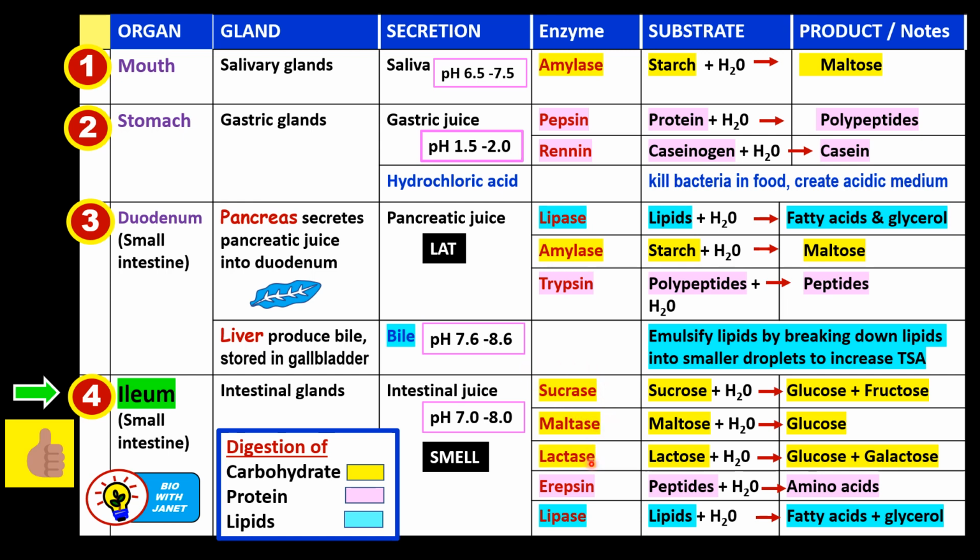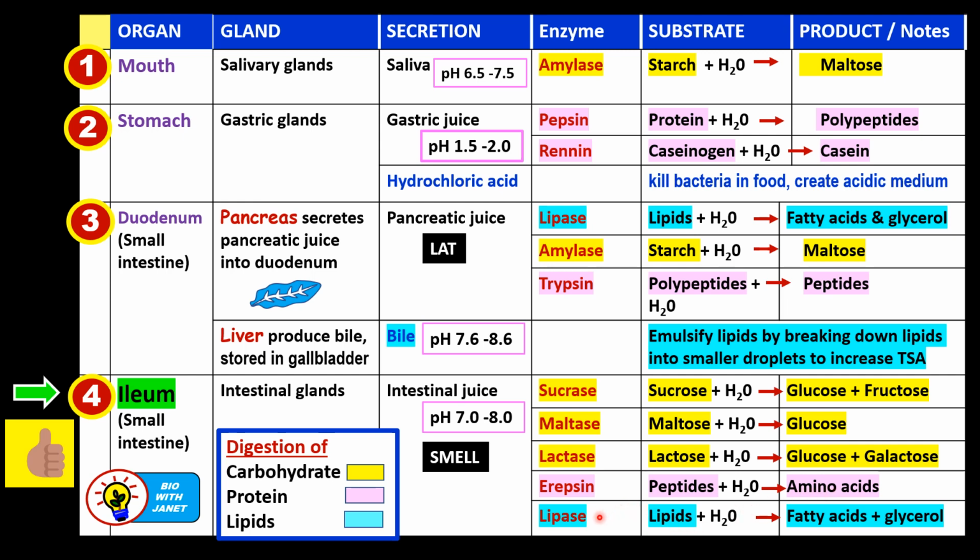So other than the digestion of disaccharides, we also have the digestion of peptides. So erepsin hydrolyzes peptides to form amino acids and thus completes the digestion of proteins. So the digestion of proteins begins with the enzyme pepsin in the stomach, where proteins are digested to polypeptides. And then in the duodenum, trypsin hydrolyzes polypeptides to peptides. So peptides are then hydrolyzed by erepsin to form amino acids, which are the final products of digestion of proteins.